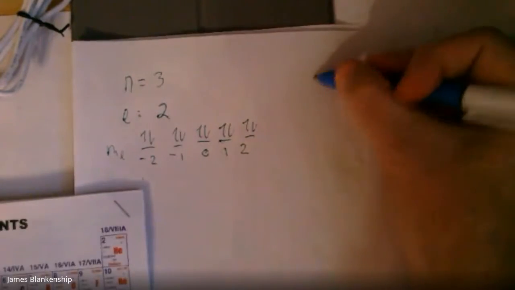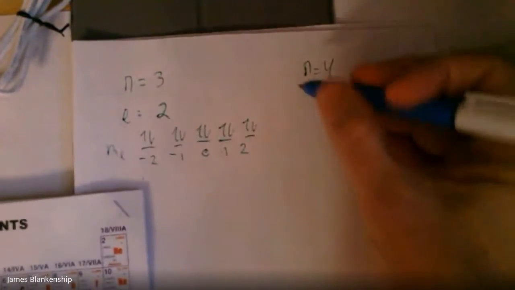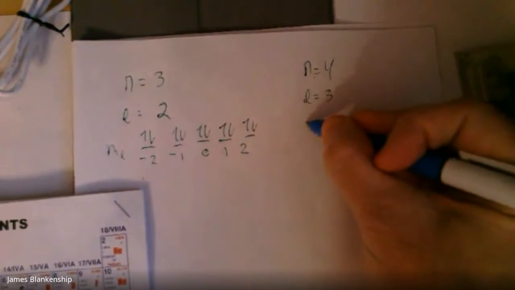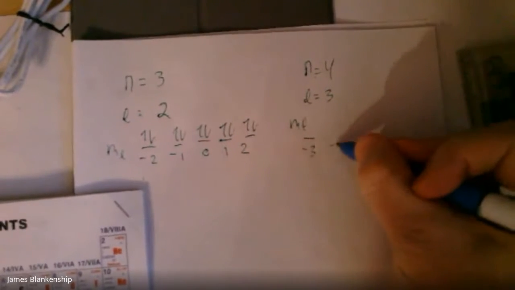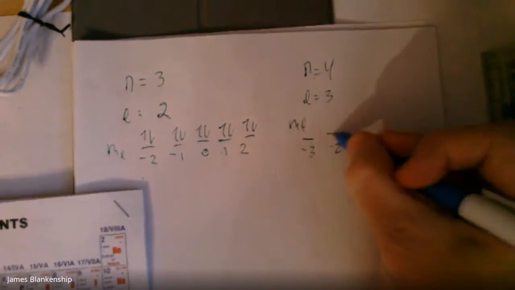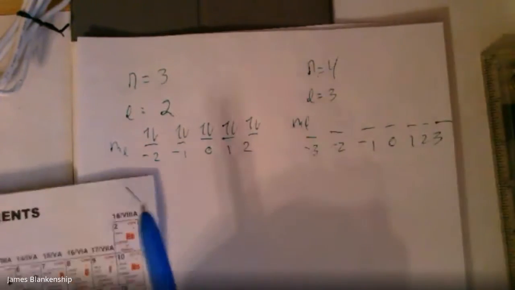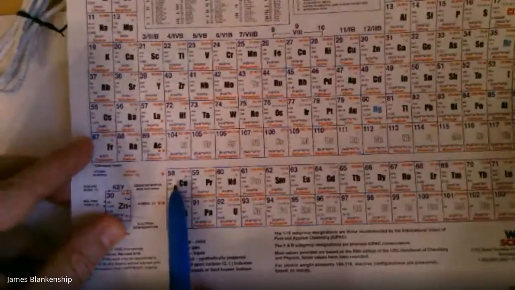And lastly, if we have n equals 4, that means our L can be 3, and then we would have an M sub L of -3, -2, -1, 0, 1, 2, 3, which is 1, 2, 3, 4, 5, 6, 7 orbitals, which is why if you count these boxes across the bottom, there are 14 from 58 to 71.